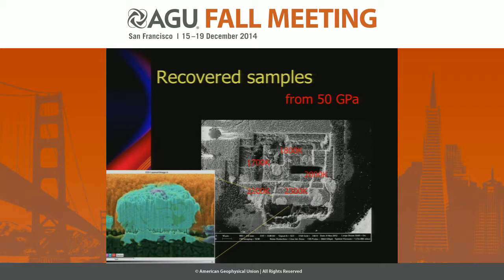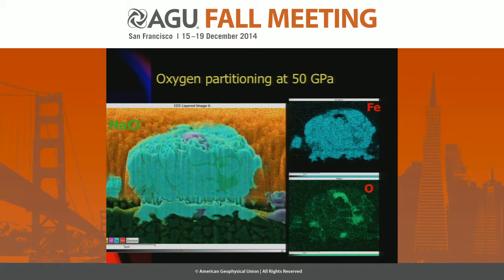You can see we isolate the sample and laser heat to different temperatures, and we are able to individually look at each of those samples. This is one of the recovered samples, and if you look at it, it's basically the iron and the oxygen map. And now we can do oxygen partitioning between iron and the melts. So really the next step is to be able to do quantitative measurement.